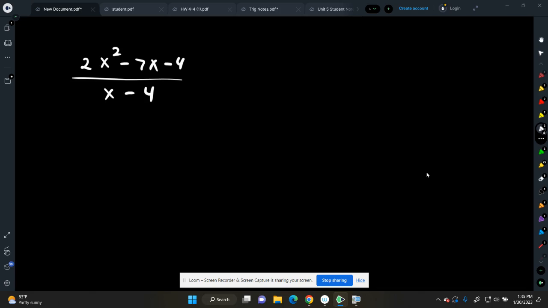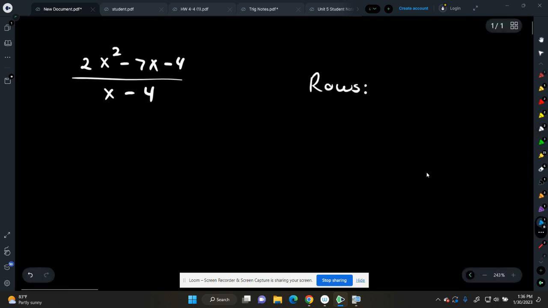iPads away. Okay, so you need to take notes on this, write it down. In order to find the number of rows in your table, the number of rows come from the highest exponent on the bottom. This has an exponent of what? 1. So we're going to do 1, and that comes from that exponent.